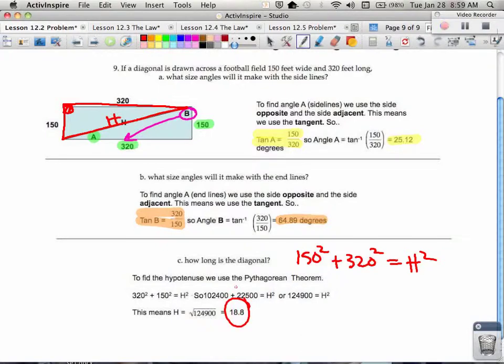Give that a shot, see if you can do it. Basically, this whole section 12.2 was using the information we learned in 12.1, which was basically sines, cosines, and tangents, and how you write down the relationships of those, SOHCAHTOA, and then putting them in the context of word problems and using those same concepts.